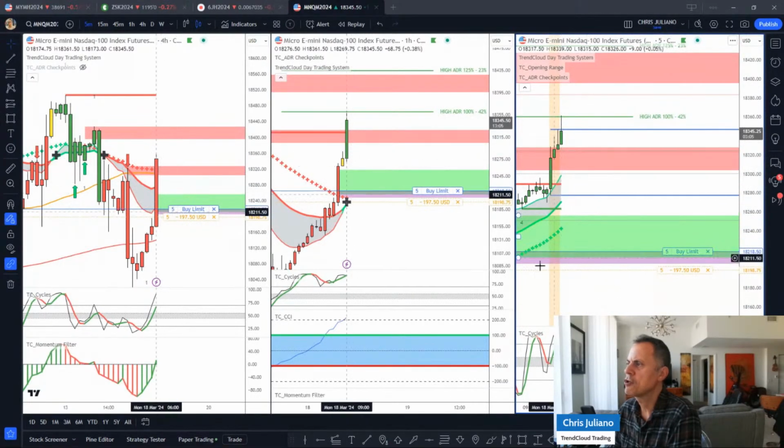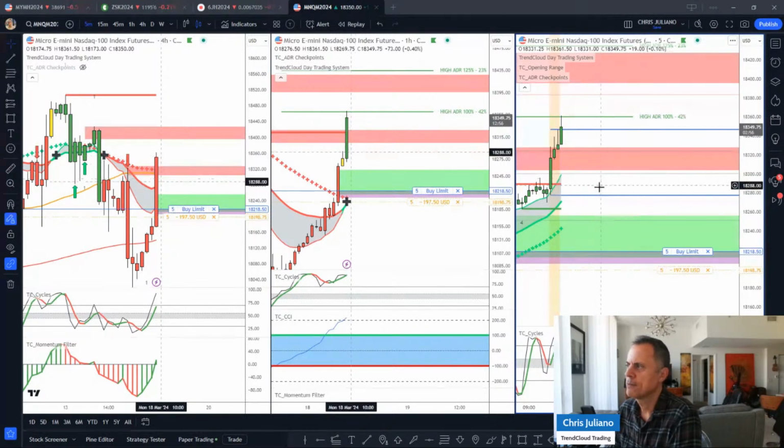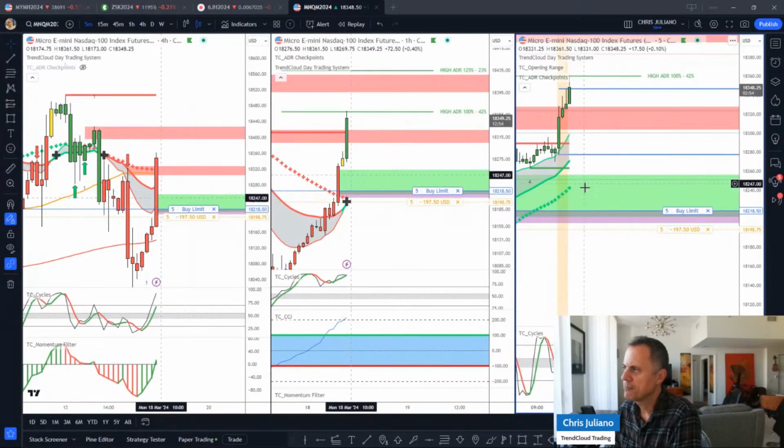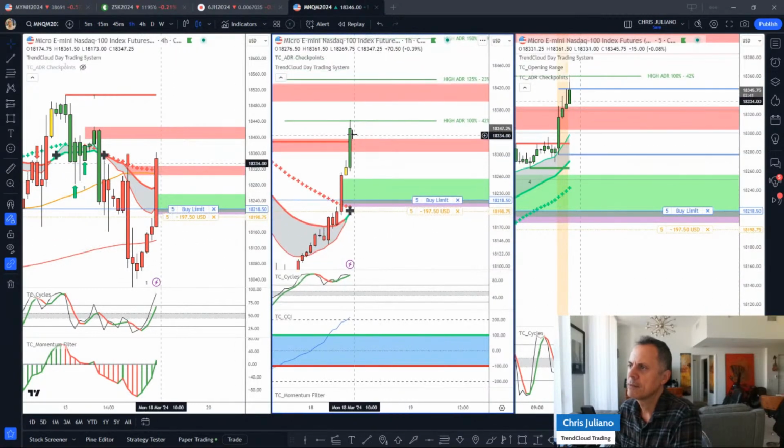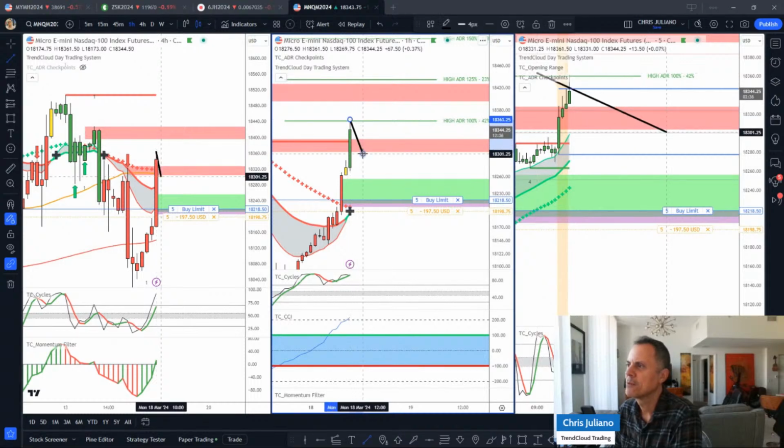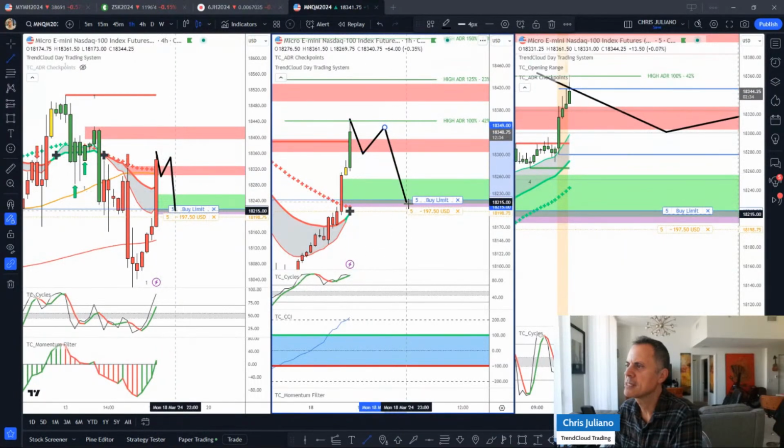There's the opening range on the NASDAQ, slamming into an ADR checkpoint. That might be enough to bring it back down here eventually. Eventually, it brings it back down, hits this level of demand for the move up. But it might take all day, right? Maybe it does something like this.